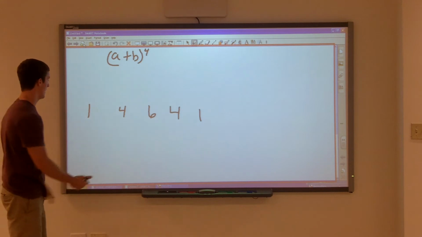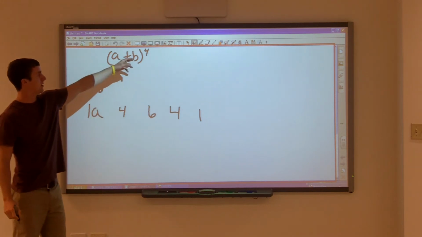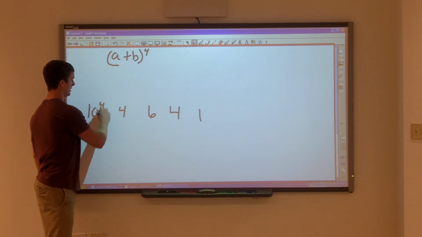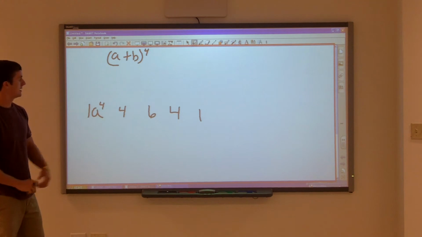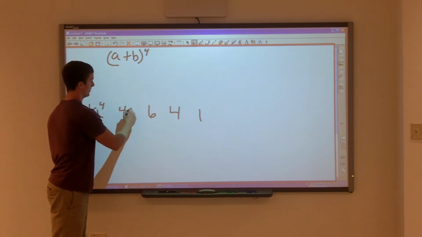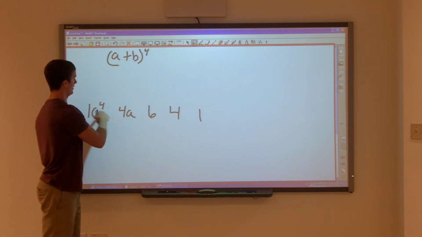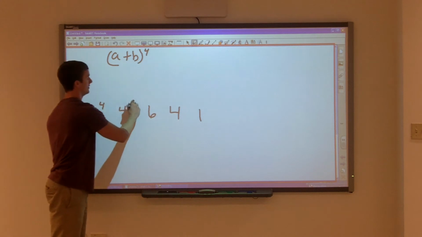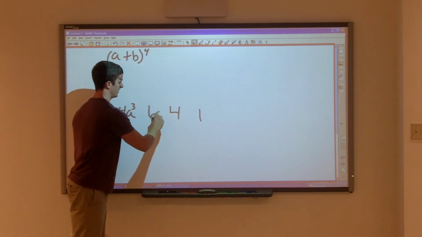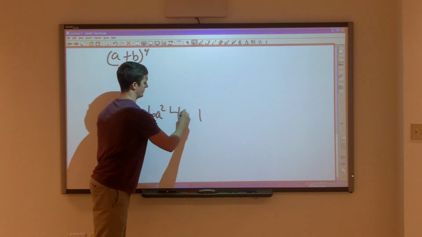In this case, it's going to be an a. And you raise it to the power that the whole quantity is raised to. So in this case, we're going to have 1 a to the 4th. And then we move down the line. Every time we have a different coefficient, we're going to subtract 1 from our exponent. So we have a to the 4th, now we're going to have a to the 3rd. On the 6, we're going to have a squared. And then on 4, we'll have just an a.